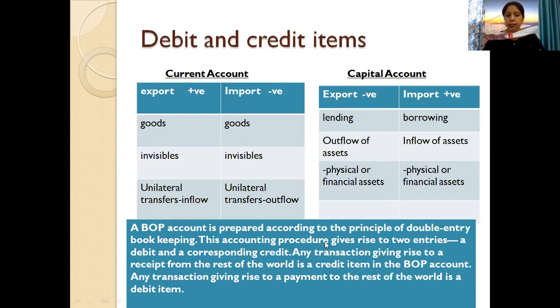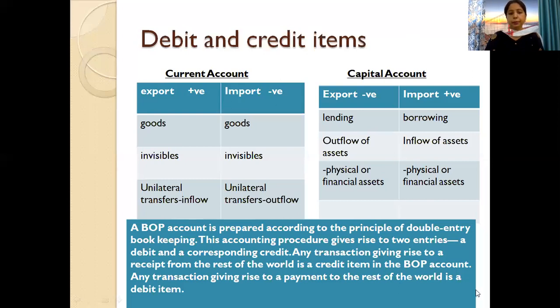So let us summarize this. A BOP account is prepared according to the principle of double book entry. I told you, payments and receipts. This accounting procedure gives rise to two entries, a debit as well as a credit, right? Debit, what goes out, credit, what comes in. Any transaction giving rise to a receipt from the world is credit. It can be any inflow of foreign exchange. It is inflow, it is credit. And any transaction giving rise to payment to the rest of the world is debit. Is it clear to all of you? It's very important.